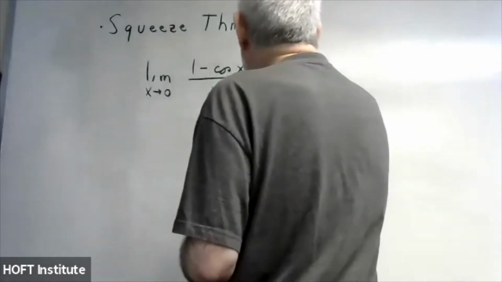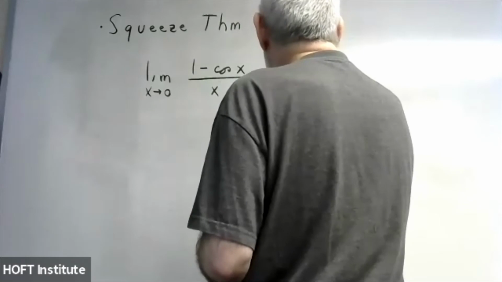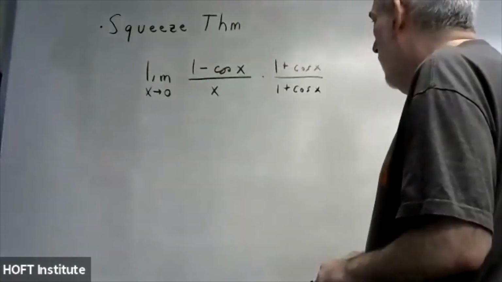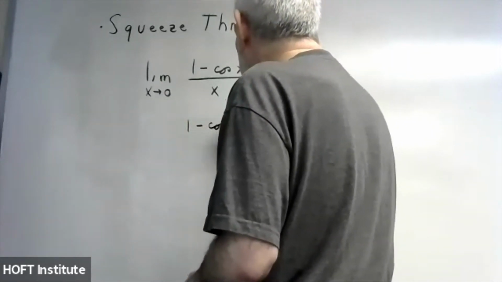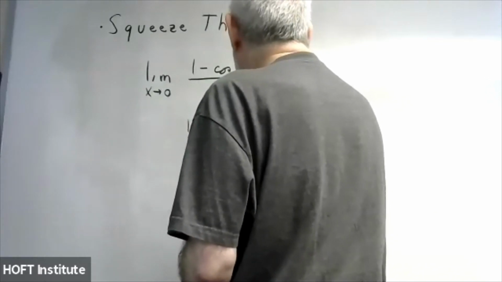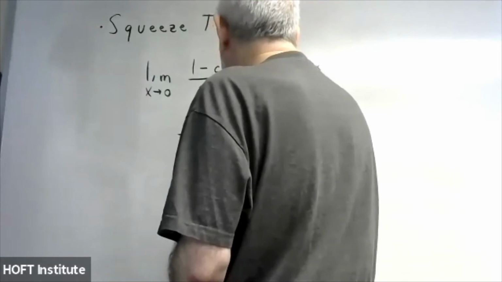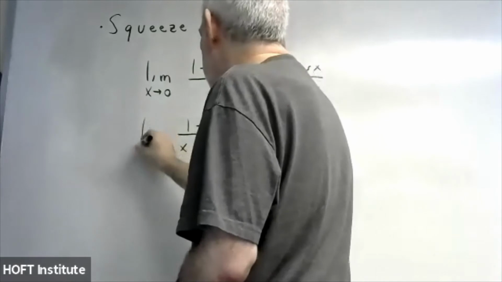What we're going to do is multiply by 1 plus cosine of x on the top and bottom. The reason for doing this is because 1 minus cosine times 1 plus cosine gives you 1 minus cosine squared. And whenever you have trig functions that are squared, you should be thinking about the Pythagorean identity.